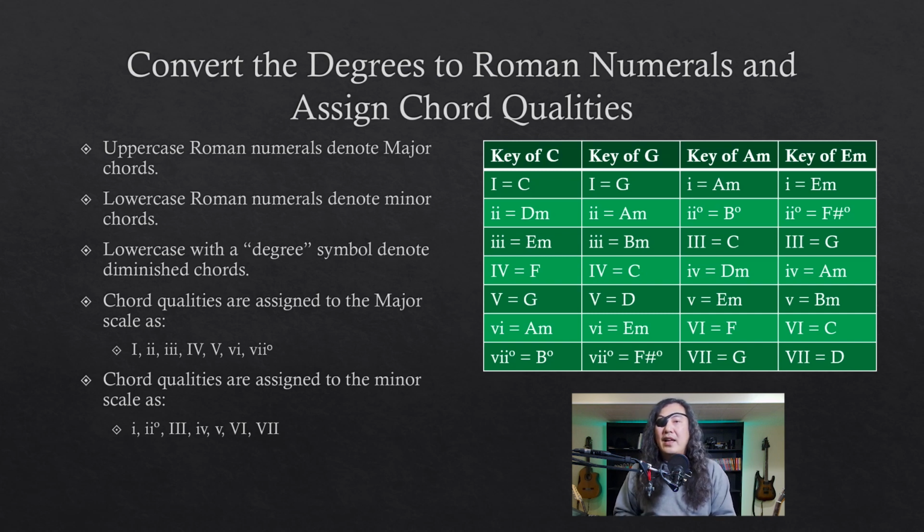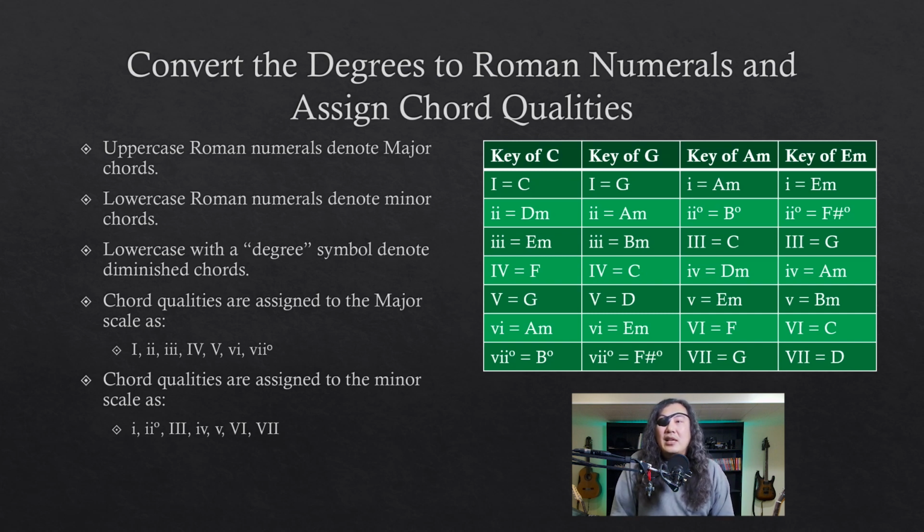1, 4, and 5 in a major key are always major. 7 is always diminished, and that means whatever is left over is going to be minor, right? So just remembering 1, 4, and 5 always being major in a major key gets me halfway there. 7 diminished, and then everything that's left over is going to be minor. So that would be 2, 3, and 6 are going to be minor.